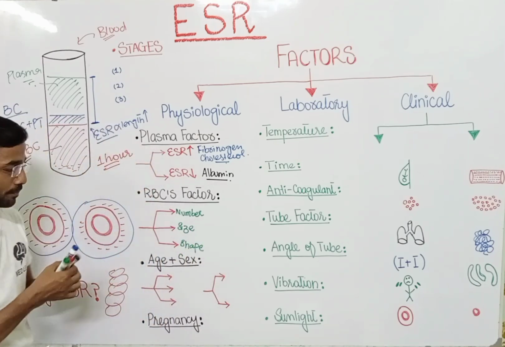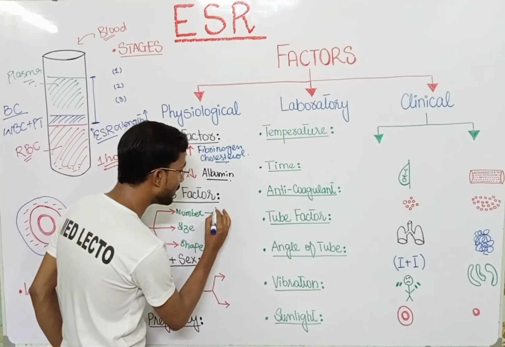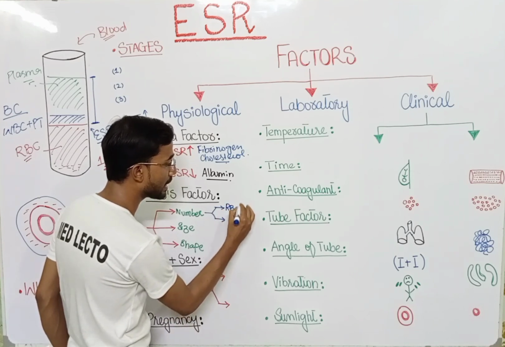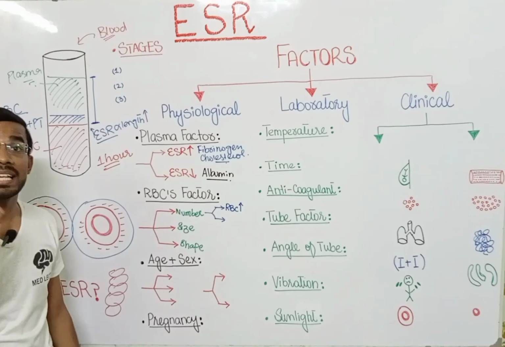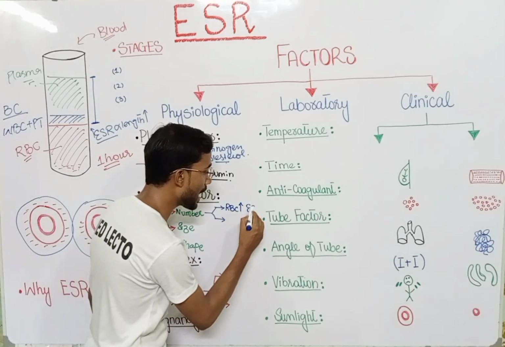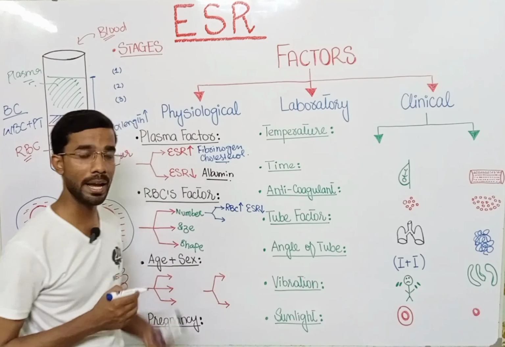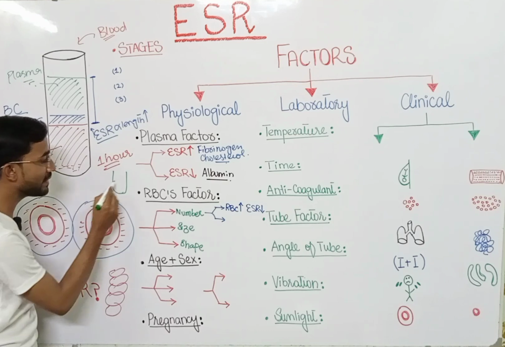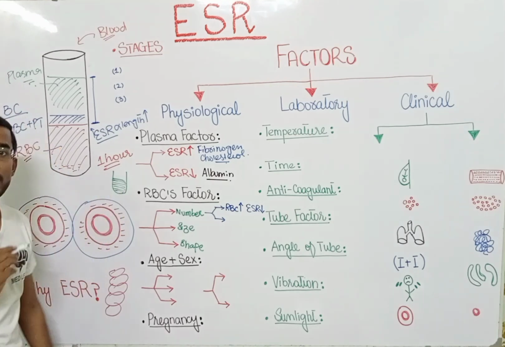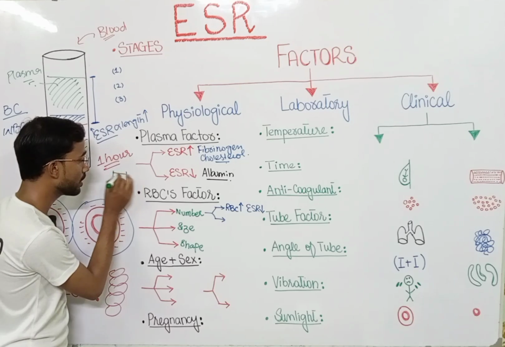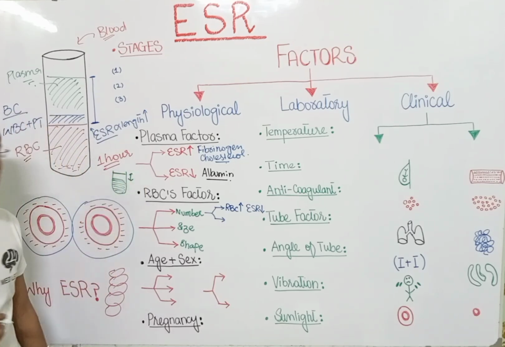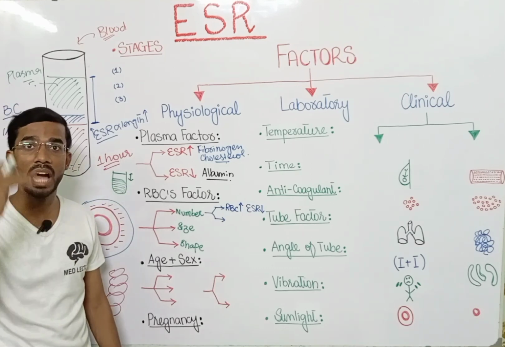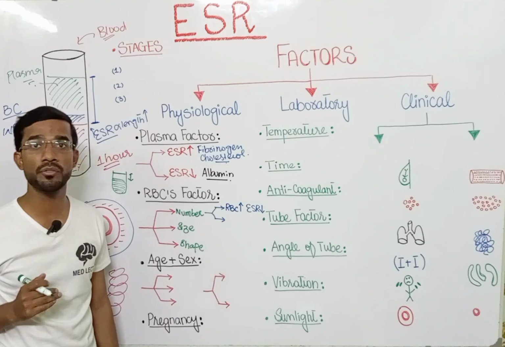If you see here, when the RBC number increases, then the ESR will decrease. Why? Because if you see here, this is the tube. When the RBCs increase, ultimately the length of the ESR formed at the top of the tube will be reduced, because at high concentration the settling of the RBCs is reduced.